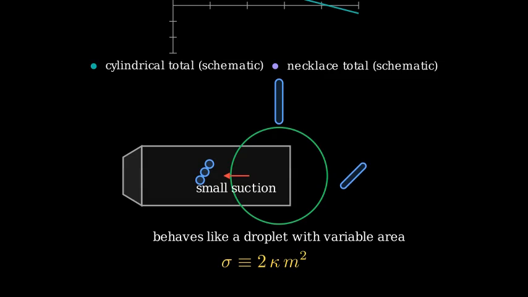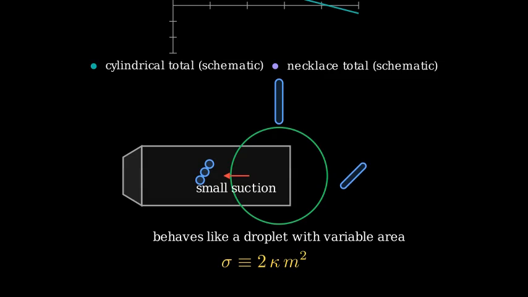The initial suction reveals the spontaneous tension, sigma equals 2 kappa m squared. This sets an intrinsic tension scale for a membrane with bending rigidity kappa and spontaneous curvature m. When the suction exceeds a sigma-dependent threshold, the tubulated vesicle flows into the pipette like a liquid droplet.